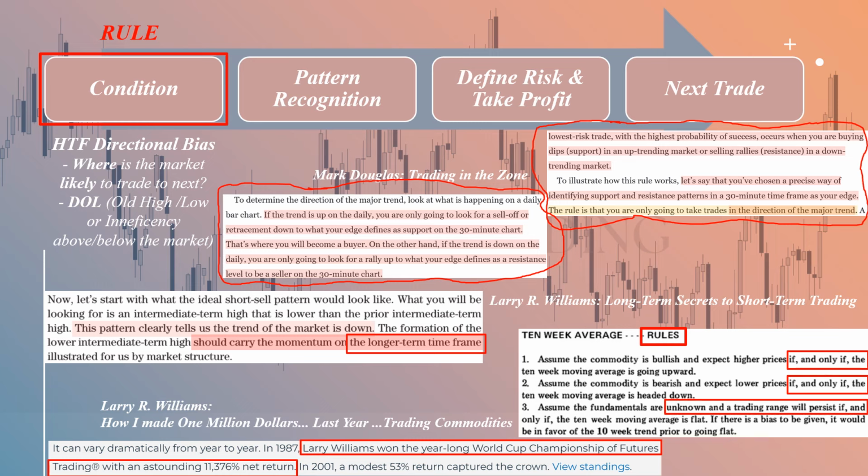Let's say that you have chosen a precise way of identifying support and resistance patterns in a 30-minute time frame as your edge. The rule is that you are going to take trades in the direction of the major trend. That means if the trend is up on the daily, you're going to look for a sell-off or a retracement down to what your edge defines as a support on the 30-minute chart. That is where you will become a buyer. In this video, I'll show you the exact edge that I use to identify support and resistance.